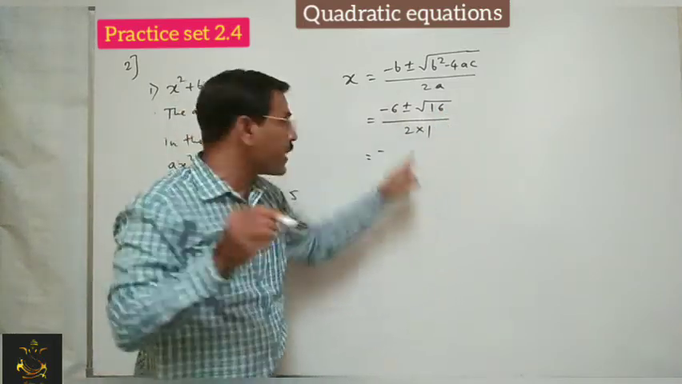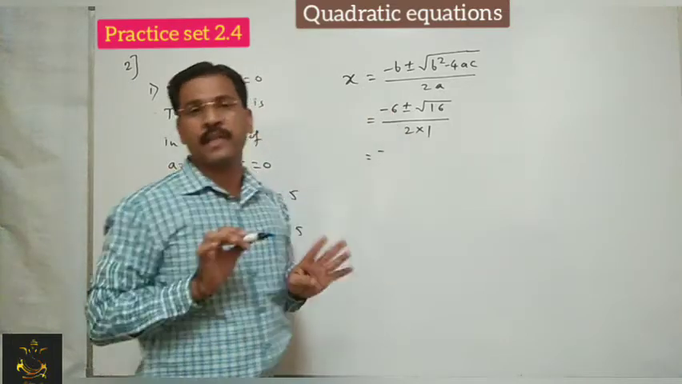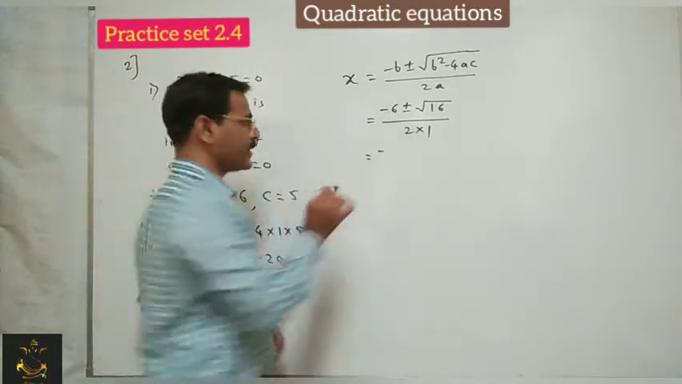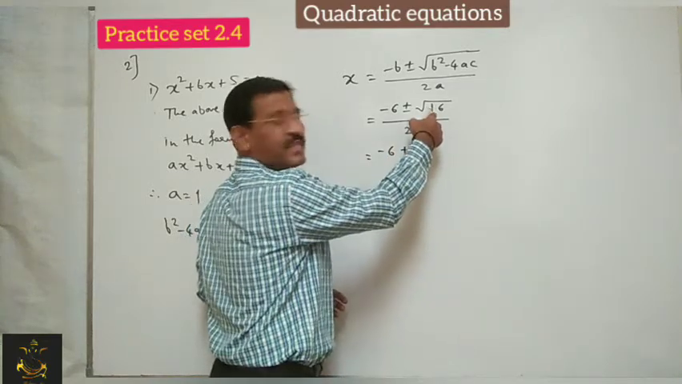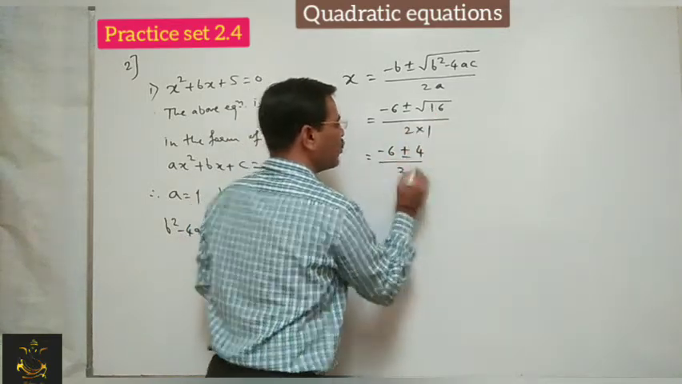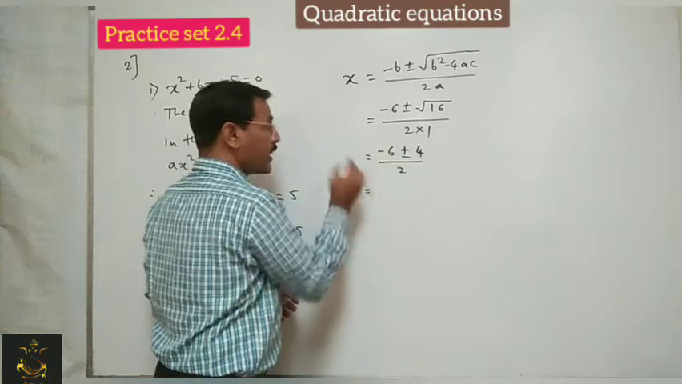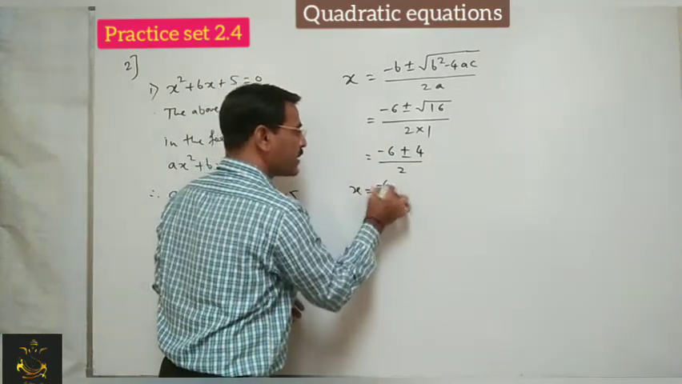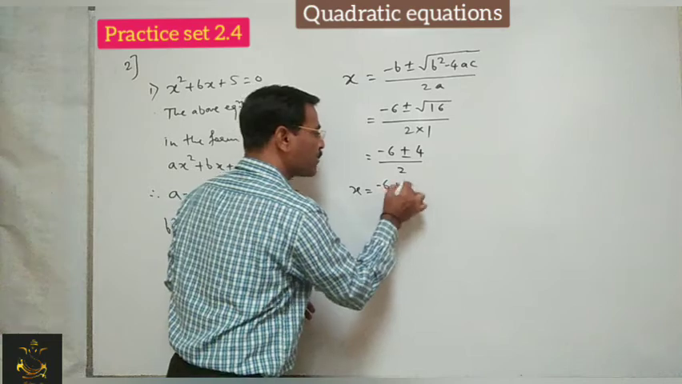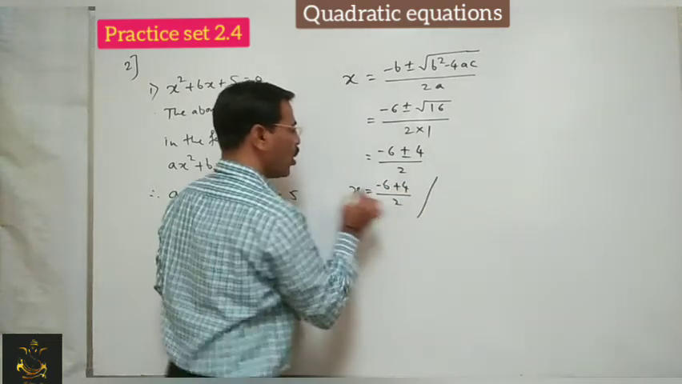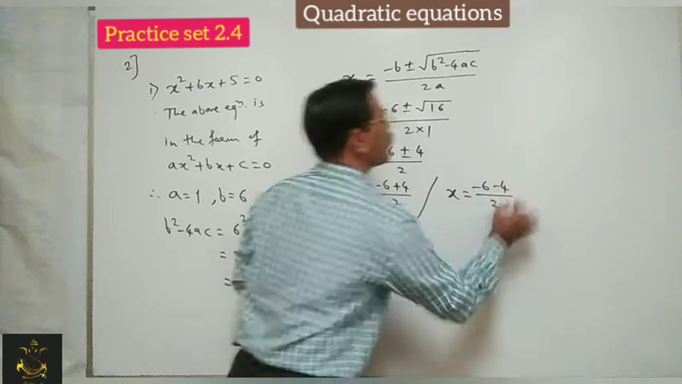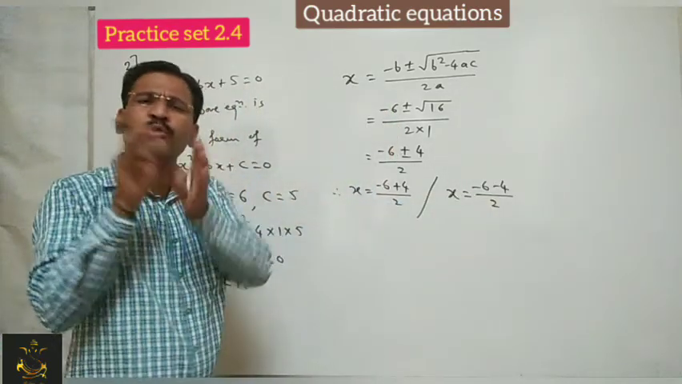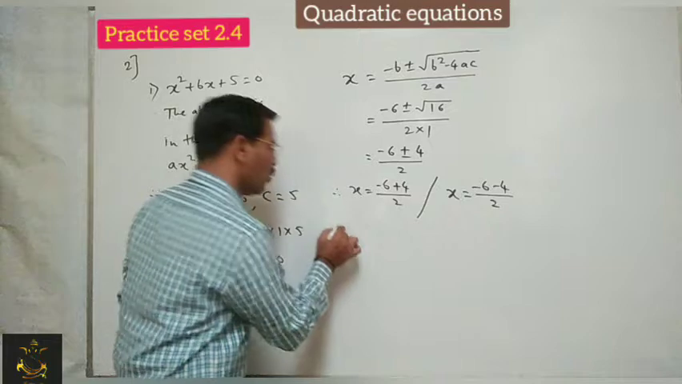So, don't make this 2 to this 6 only cancellation, okay, keep as it is. Minus 6 plus or minus, what is this? Root of 16, which is 4, upon 2, first numerator. That should be what? Minus 6 plus 4 upon 2, or x equal to minus 6 minus 4 upon 2. Because plus or minus, there are two options here. So what will we get here?